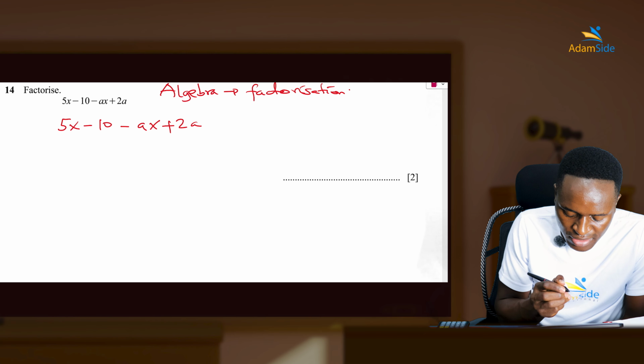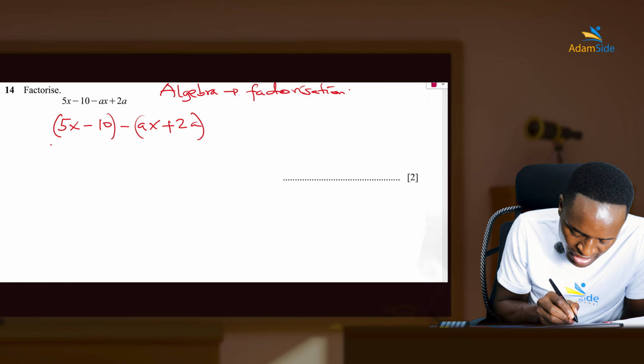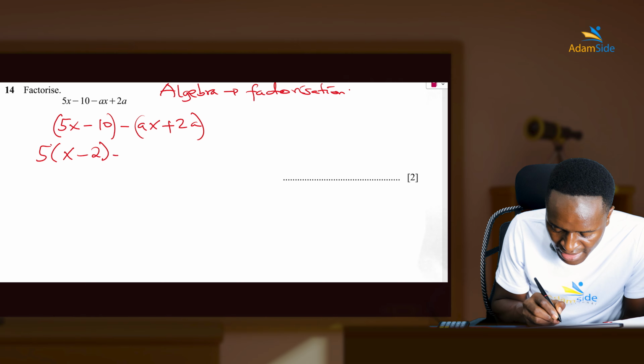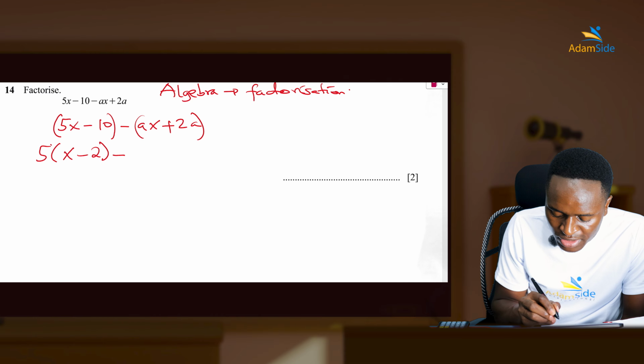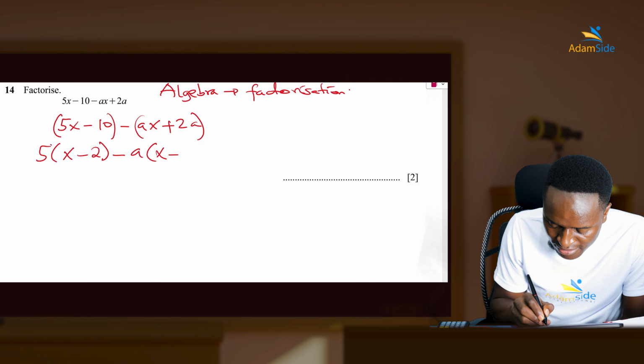So we have a and we have x. So what's common between these two? 5. So we introduce a bracket there and say 5 is common in both. It becomes x minus 2. Then minus, what is common here? Here it's a. A is common, negative. So you have ax divided by a is x, and then 2a divided by negative a is minus 2.